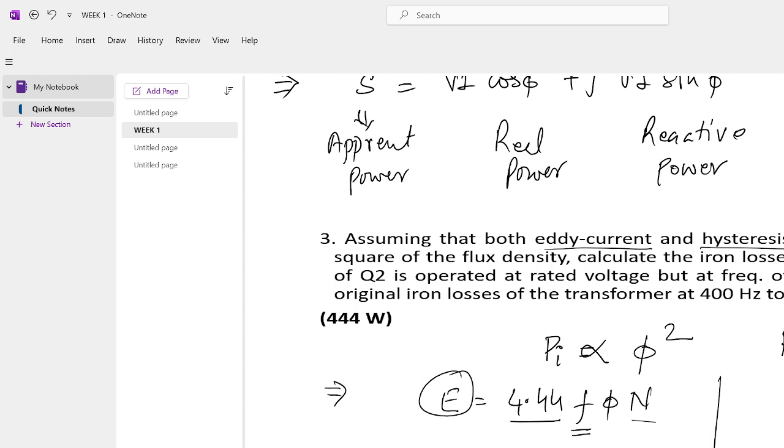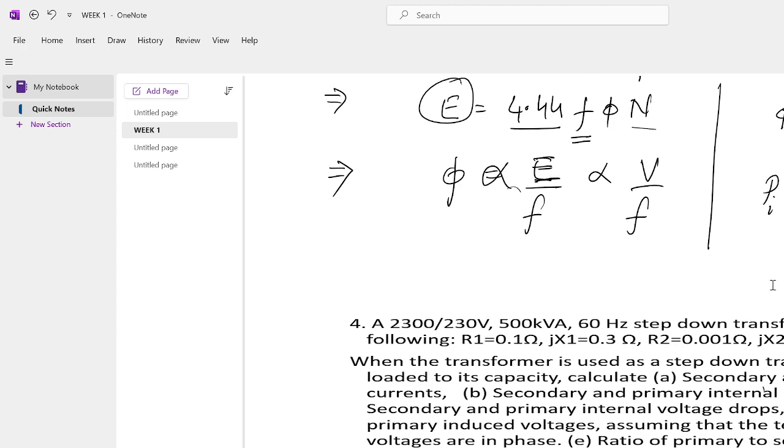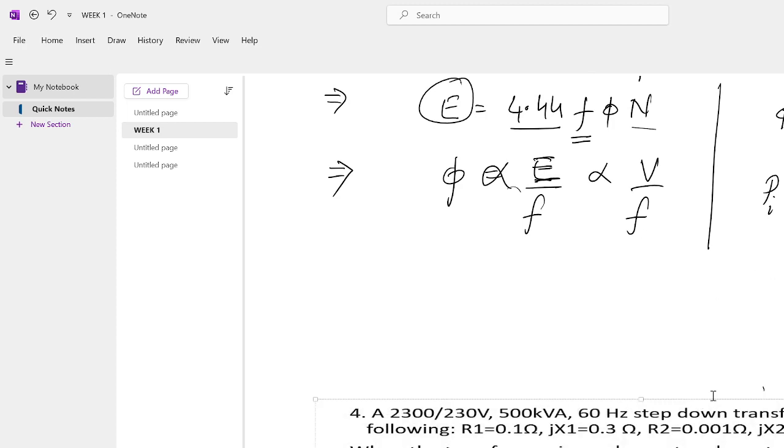So now what will happen? It is given that we are operating at the rated voltage, we are not changing the voltage, so flux will be proportional to 1 by F. And since iron loss Pi is proportional to phi square, it will be proportional to 1 by F square. Clear to everyone? Yes, sir. Okay.